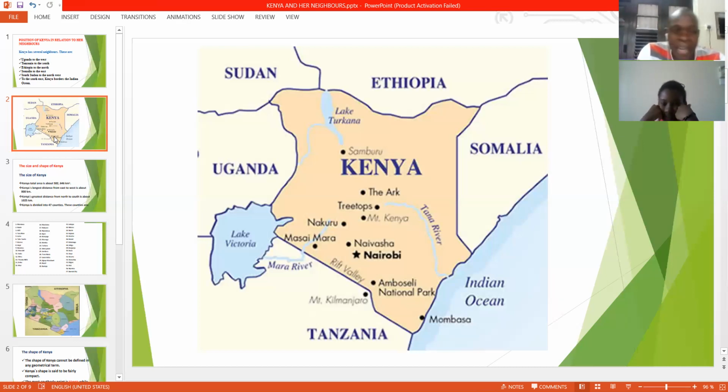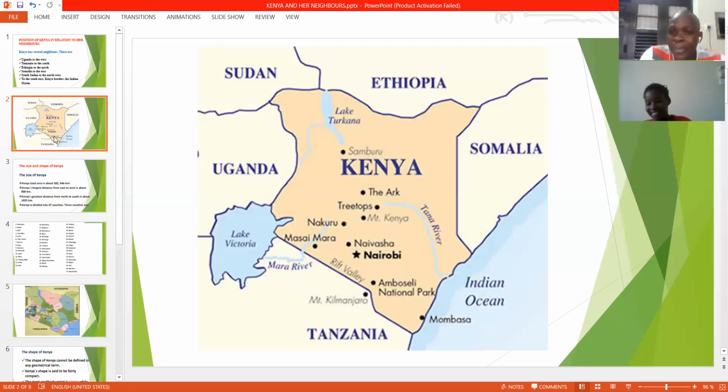So in approximation, when you measure from north to south, it is about 1,025 kilometers. So ranging between 1,000 and 1,025 kilometers. And when you measure from east to west, it is about 800 kilometers. And we know very well that Kenya has 47 counties, right? Yes. You know them?